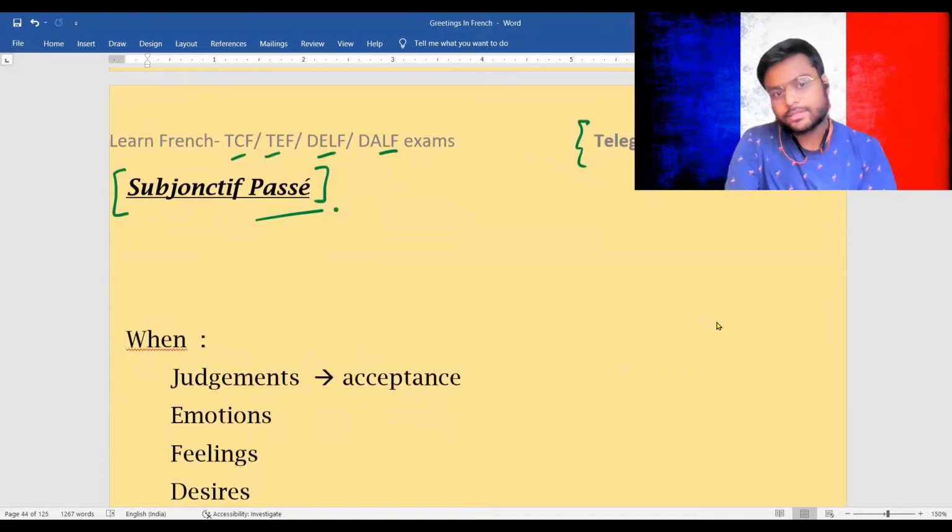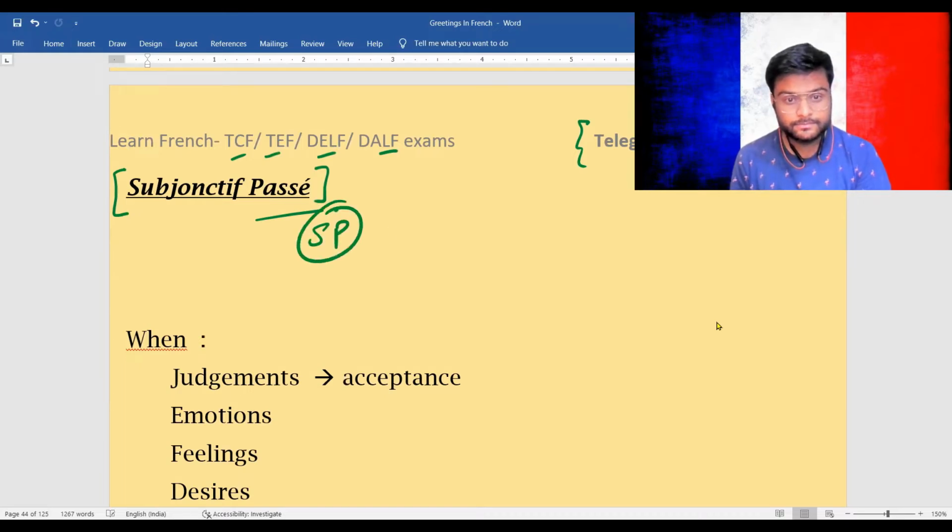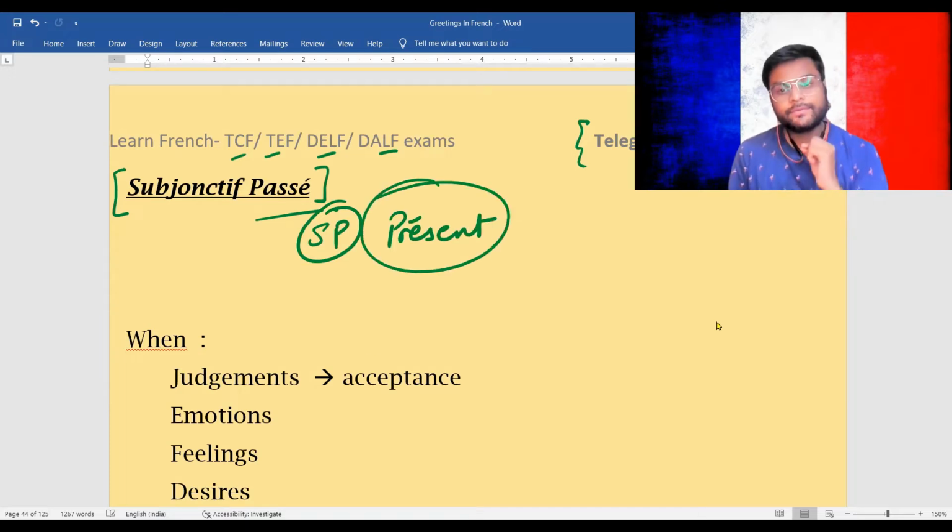So guys, today let's learn about subjunctive passé. But before subjunctive passé, always remember that you need to have concrete knowledge about subjunctive present. If you do not have that knowledge, I'll leave the link in the i button. It's so difficult for me to speak. Nonetheless, let me just revise.